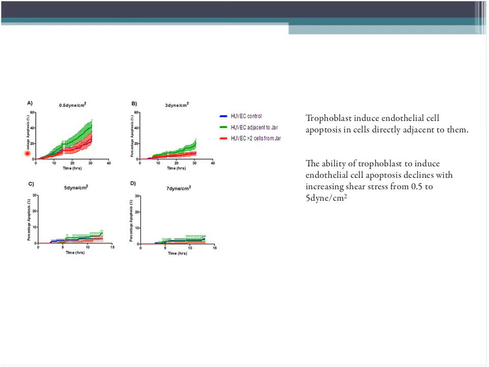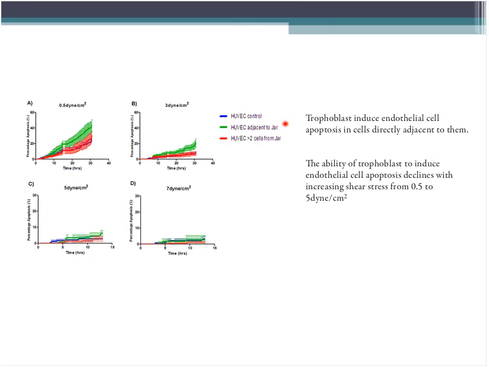So I've looked at HUVEC apoptosis here, so we're looking at how trophoblasts kill HUVECs. And I've actually mapped a couple of different HUVEC populations. Firstly, we ran channels with just HUVECs by themselves, which are the blue lines kind of hiding under here. And then we had our co-culture channels. I also looked at two different types of HUVECs in the co-culture channels: HUVECs that were directly adjacent to a trophoblast.